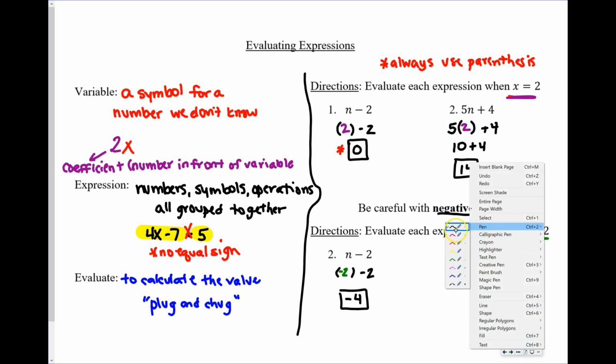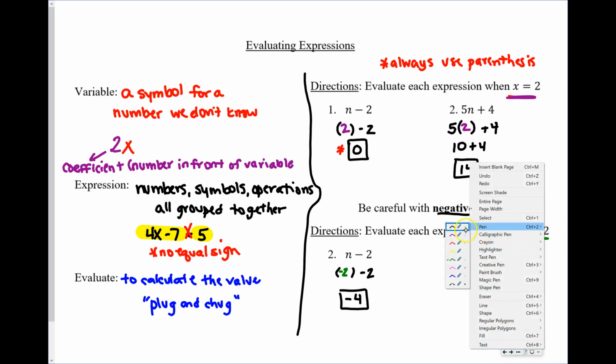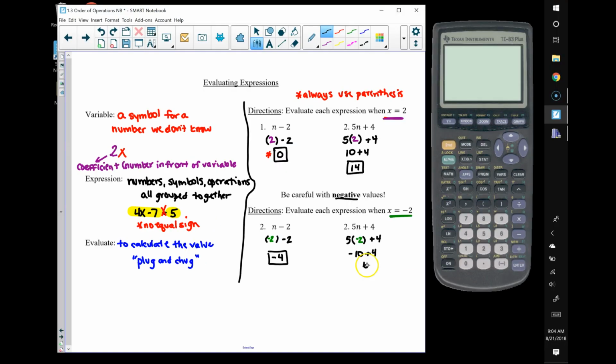Let's go on to this next one down here. 5n plus 4 again. Make your parentheses for the variable, but now you're going to plug in negative 2. Now you can simplify. 5 times negative 2 is negative 10. Bring down your 4. Negative 10 plus 4 is negative 6. If you need to use your calculator for this, that's fine. That's why I have a calculator, right? I can turn my calculator on. I can get negative 10 plus 4, and I can type that in and get negative 6. Okay, so that is my final answer for this.